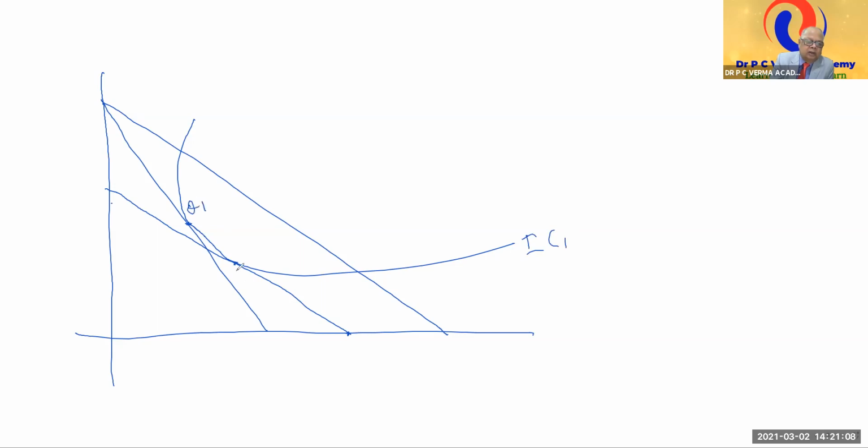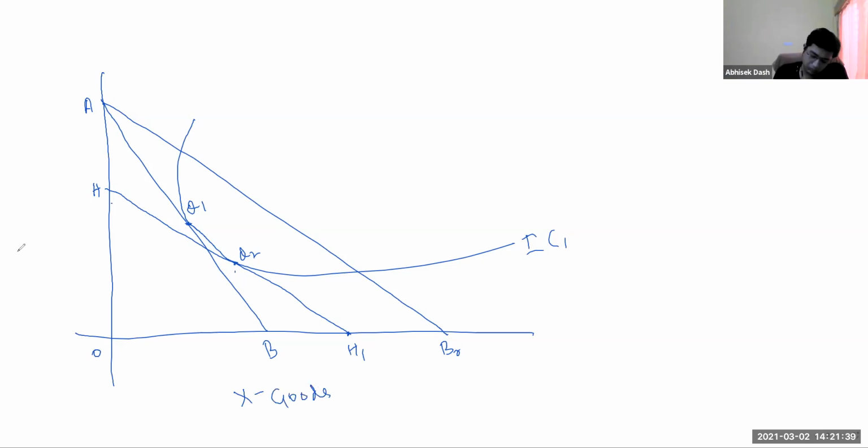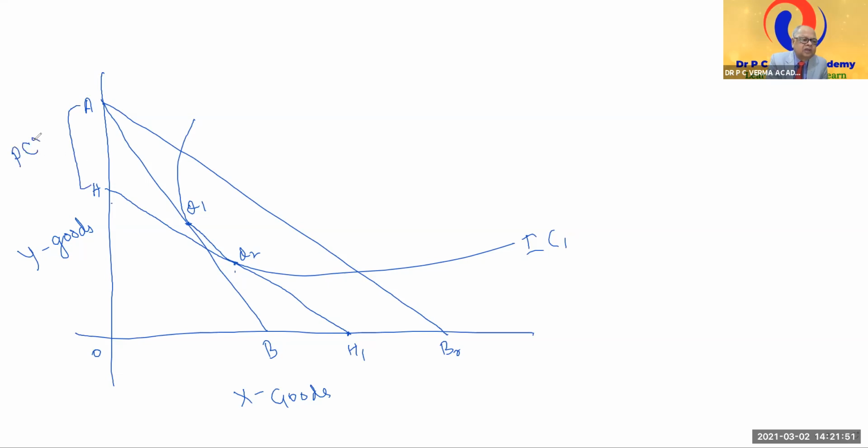This is the original point Q1, and he is now at Q2. The fallen price line is allowed, but money income is reduced, so that he will be on the same indifference curve. This AH is called price compensating variation in income. Price compensating variation in income, PCVII.